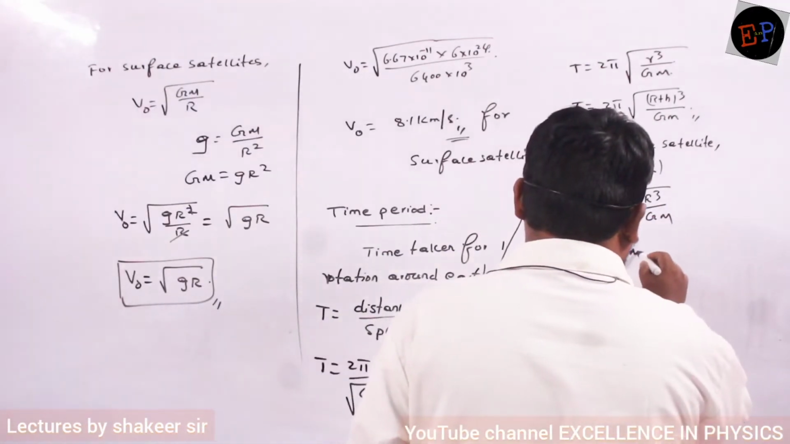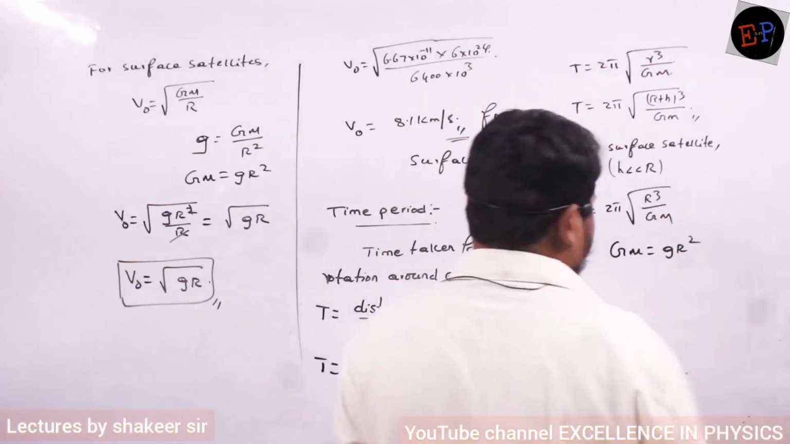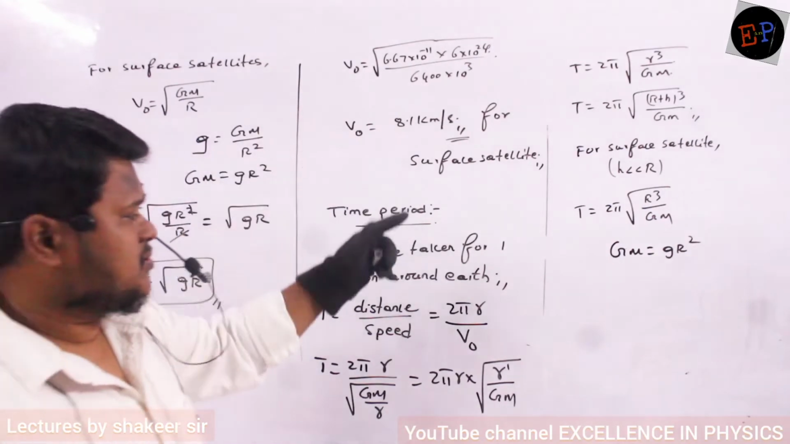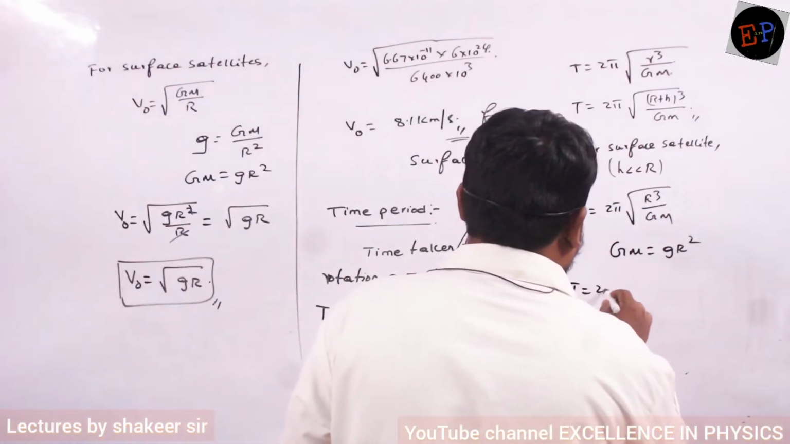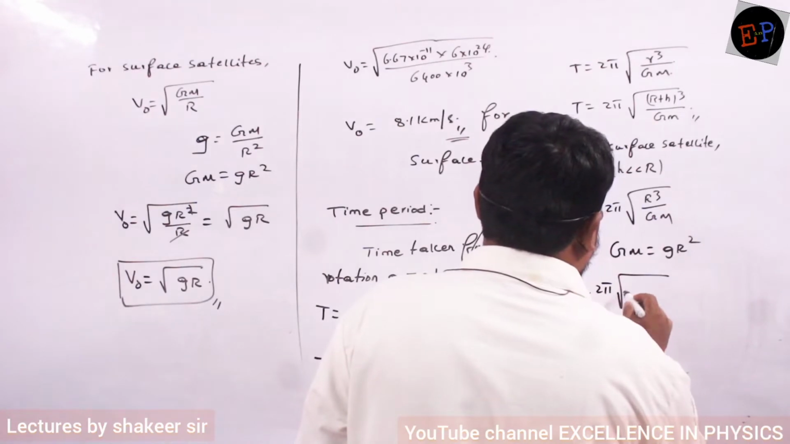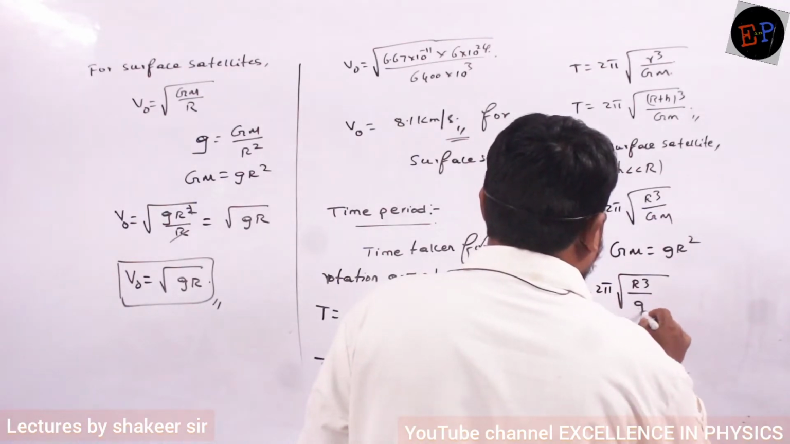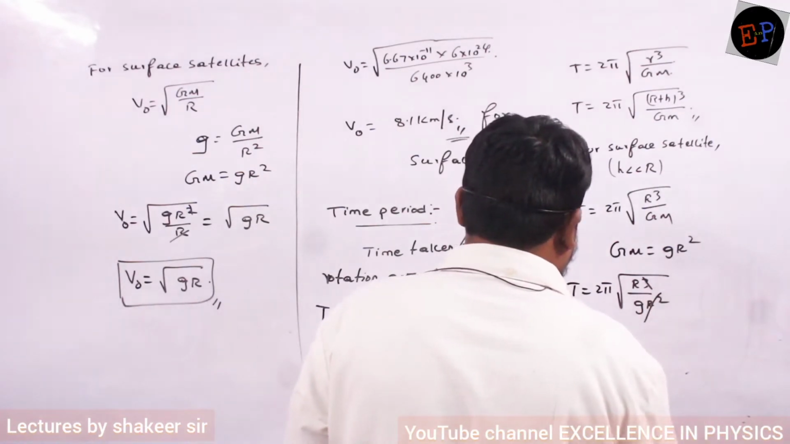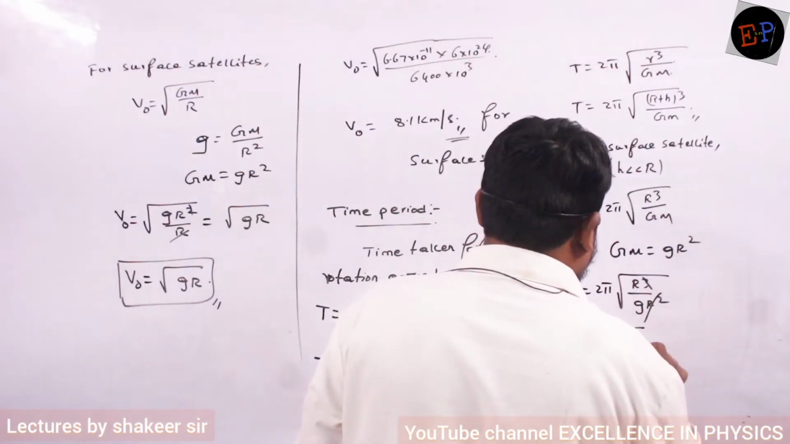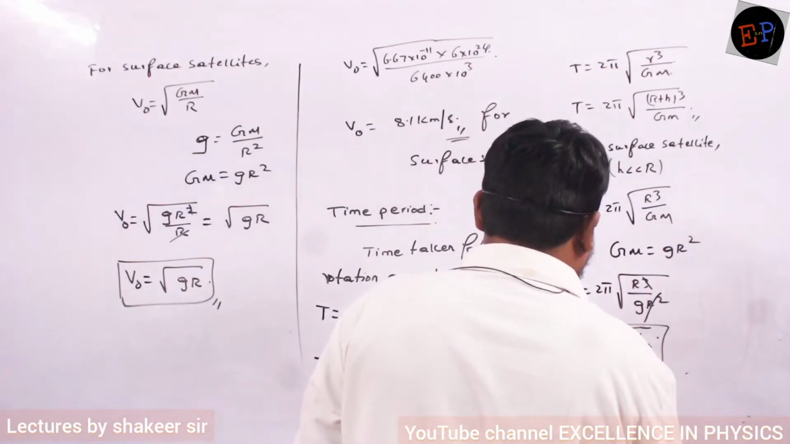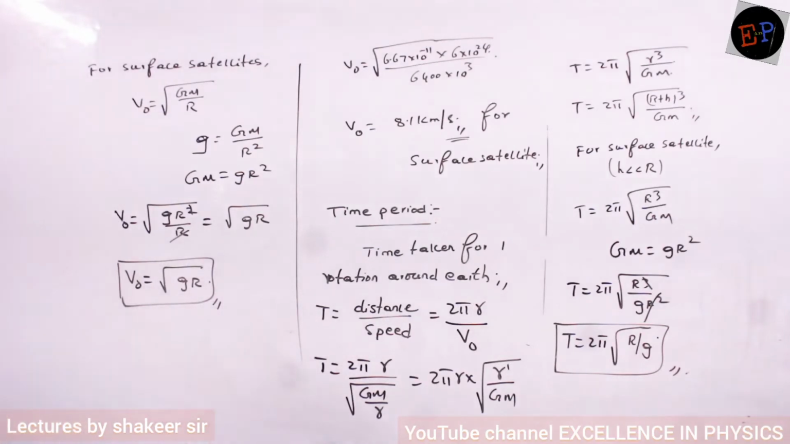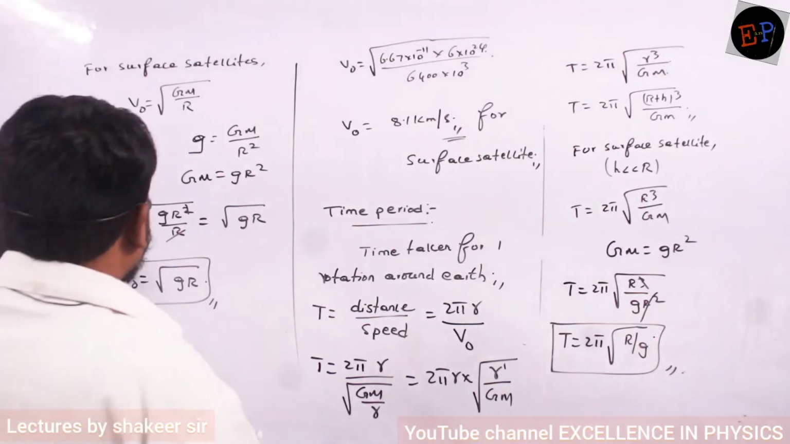Then again, instead of gm I can write g r square, according to this one. So substitute that. Therefore T is equal to 2 pi into square root of r cube divided by g r square. So r square and cube get cancelled. So T is equal to 2 pi root r by g. I can write it like this also for surface satellites. Are you able to understand? That's it.